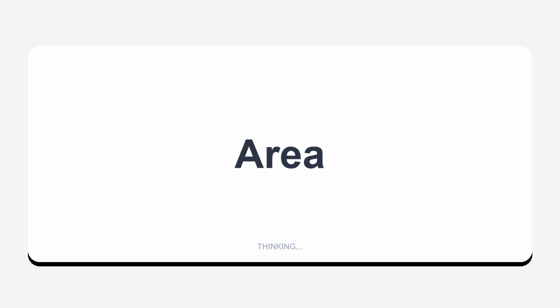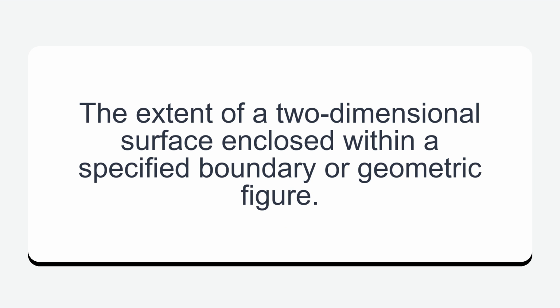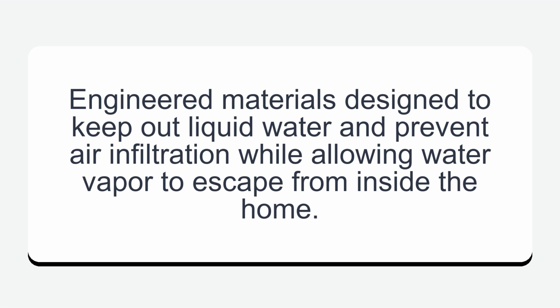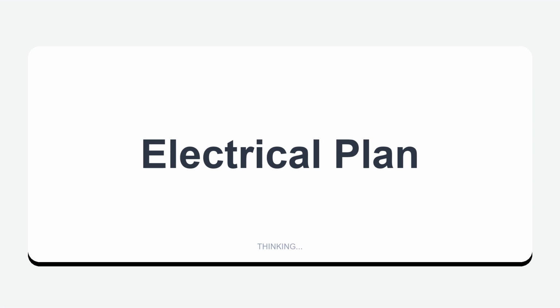Area. The extent of a two-dimensional surface enclosed within a specified boundary or geometric figure. Vapor barrier house wrap. Engineered materials designed to keep out liquid water and prevent air infiltration while allowing water vapor to escape from inside the home.